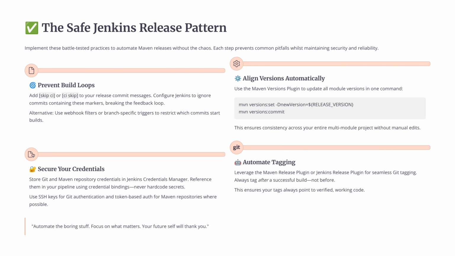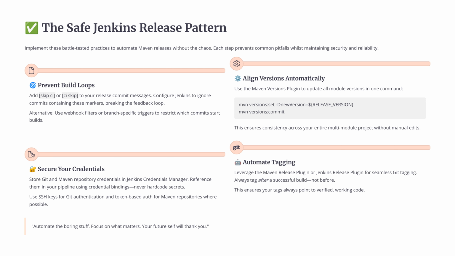Step 2. Align versions automatically. Next, we use the Maven Versions Plugin to update every module in the project automatically, instead of editing multiple POM files by hand. This plugin lets you set the new version once, and it updates the parent and all child modules together. It's like changing one master key and having every door lock update instantly.